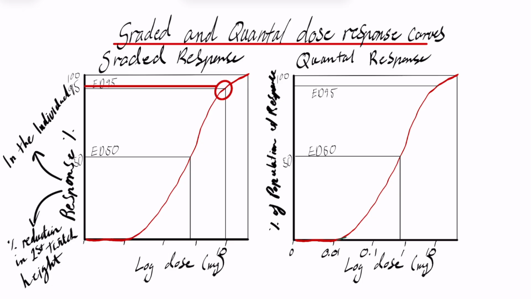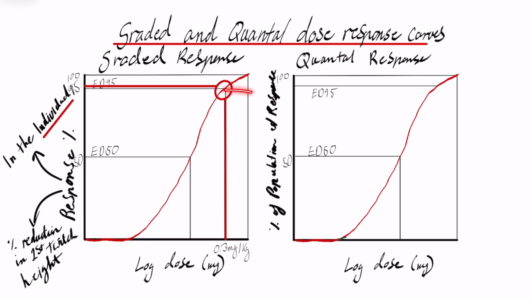But there's a caveat though, because it's also possible that the larynx may be beginning to recover by the time the thumb is paralyzed, but that's beyond the scope of this video and maybe for a different video. So on our graded response, a 95% reduction sits quite high here and represents the ED95 for our individual, which you'll see is around 0.3 milligrams per kilogram for Rocuronium.